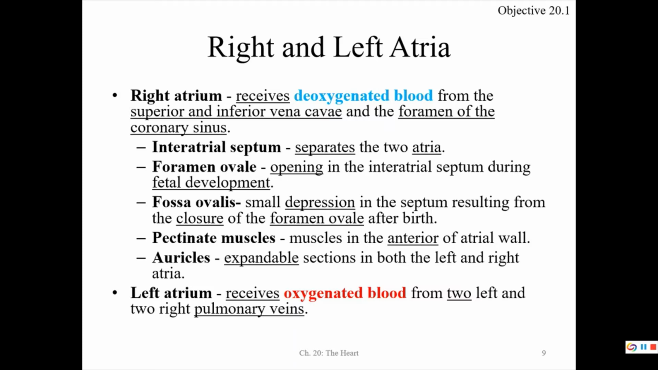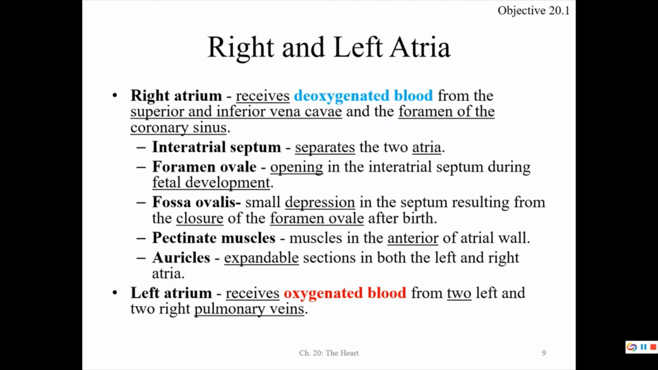The pectinate muscles are the atrial muscles that squeeze the atria. They're found in the anterior wall of the atrium. And the auricles are just parts of the atria that are very expandable, so that when it needs to hold a little bit extra blood, they can, especially the right atrium. One of the things we'll talk about in the next chapter is consequences of blood not moving properly, blood pooling, and cardiodynamic instabilities.